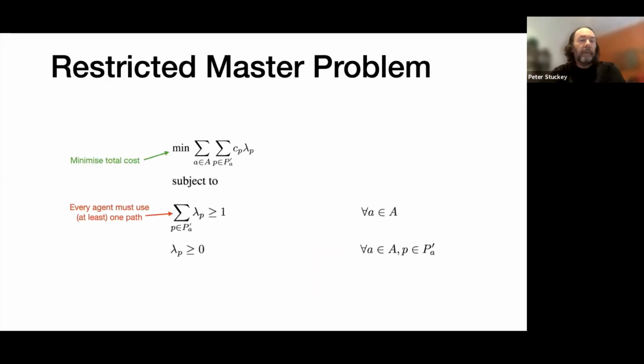So the restricted master problem starts off looking like this, right? So we basically have, so P prime A is the set of available paths for each agent. And we're going to just say each agent has to select at least a total of one path from its available paths and no other constraints initially, right? So we can only have one path for each agent if we want, just their shortest path. Then it'll be easy to solve the initial restricted master.